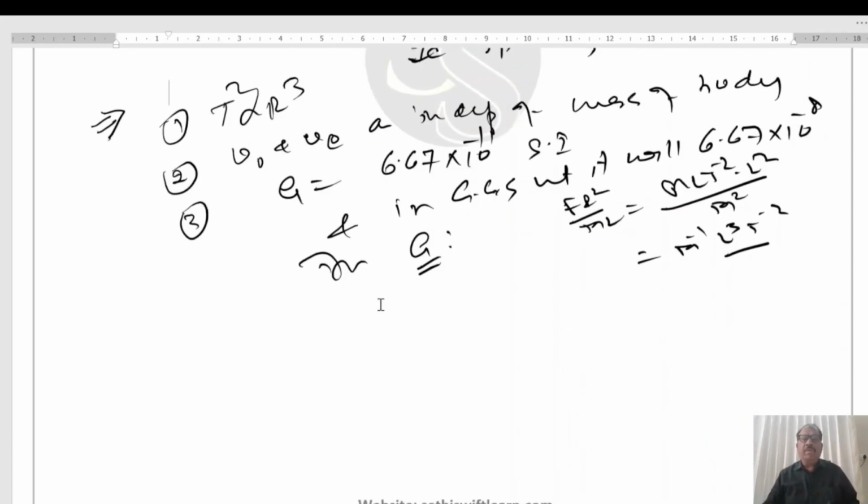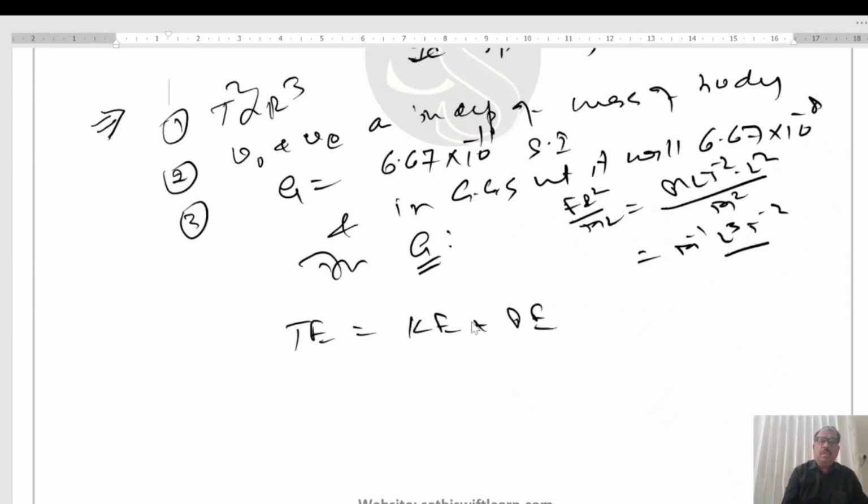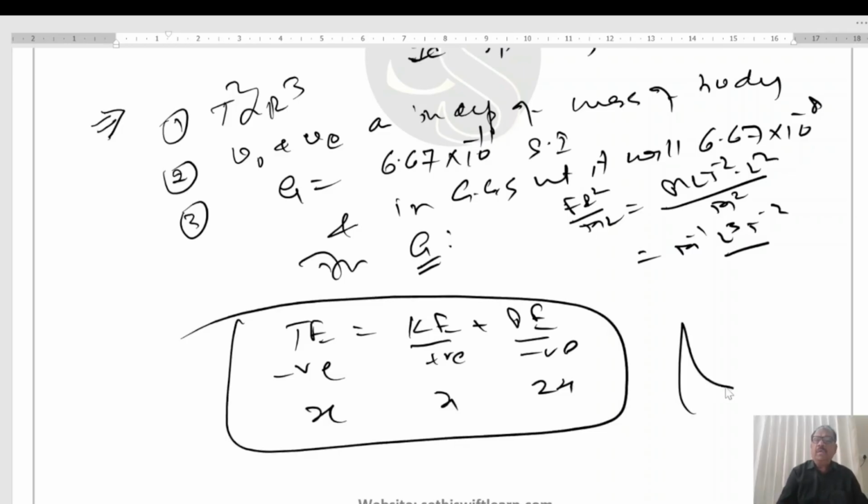Also, when a satellite is launched, total energy equals kinetic energy plus potential energy. Total energy is always negative, potential energy is always negative, and kinetic energy is always positive. If kinetic energy is x, potential energy will be 2x and total energy will be x in magnitude. These are additional pieces of information which will be very useful. Next question.